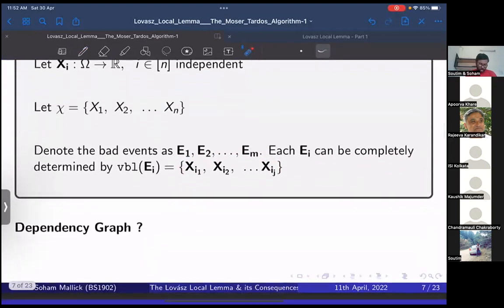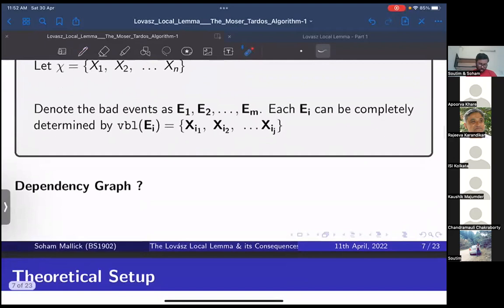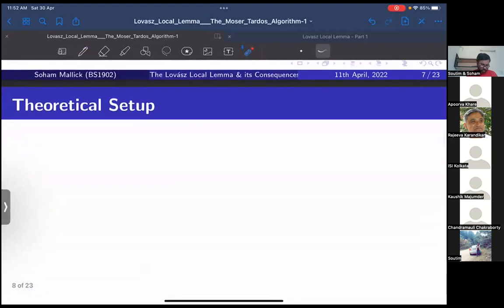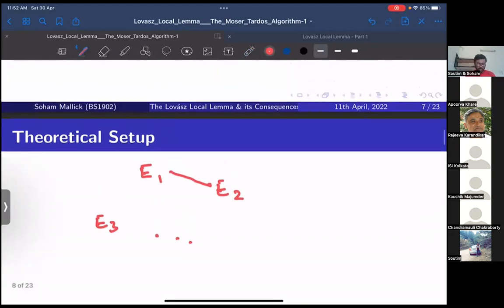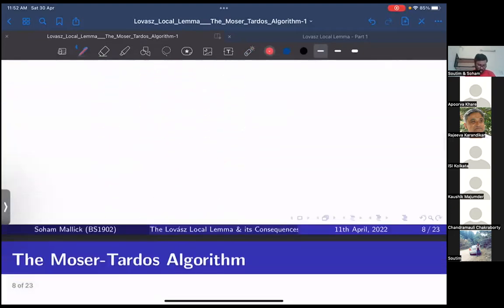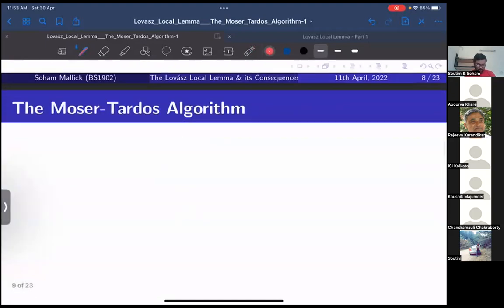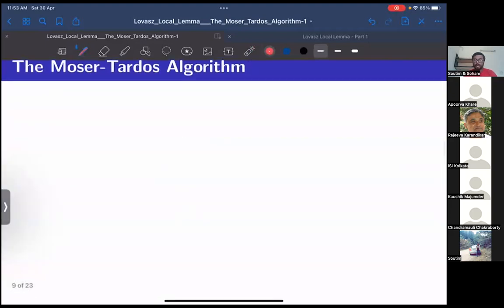Let's see how the dependency graph of this would look. The dependency graph consists of these events as my vertices. If I were to draw that, E1, E2, E3, and so on, these are my vertices. And I join E1 and E2 only if they have some variable in common. That is essentially my dependency graph. And let's see what the Moser-Tardos algorithm says. It's a very simple idea.